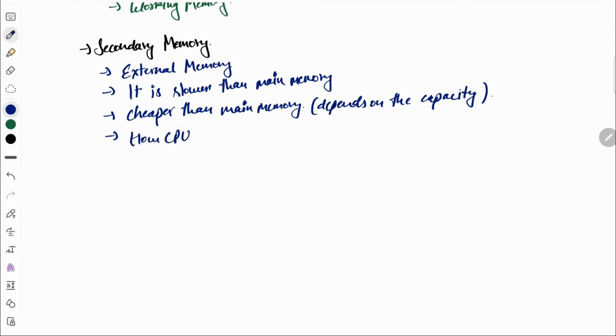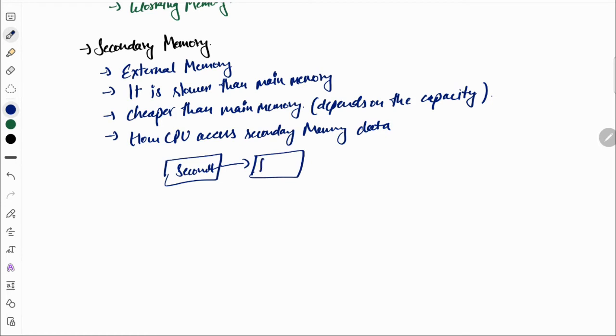How does the CPU access secondary memory data? First it goes to main memory, then it goes to the CPU. That's the process flow.